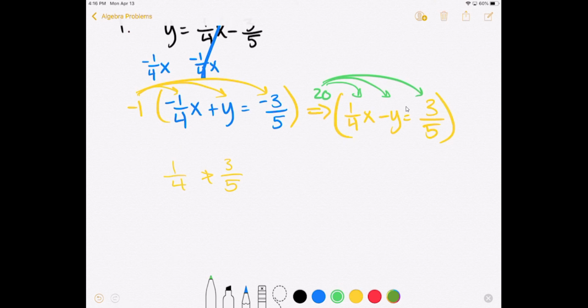Okay, hey look, it finally caught up. So I'm going to multiply everything by 20 because that's the least common denominator between 1/4 and 3/5, right? 4 and 5 can both be a 20. So when I do that, I get 5x minus 20y equals 12. Okay, and that answer right there is in standard form.